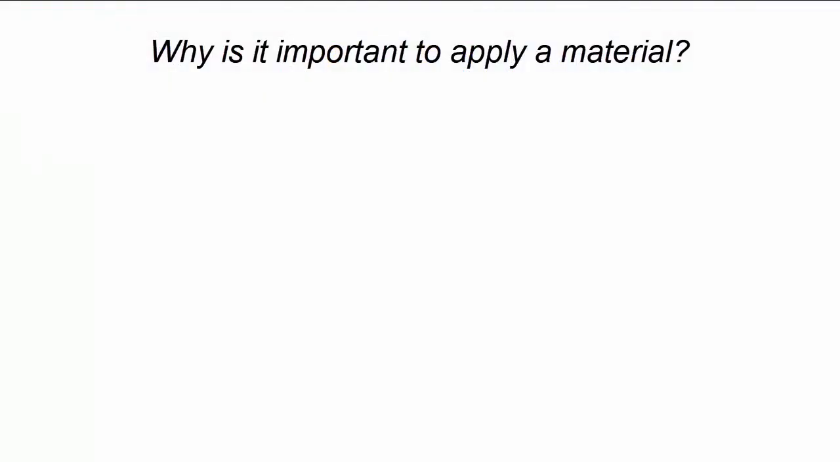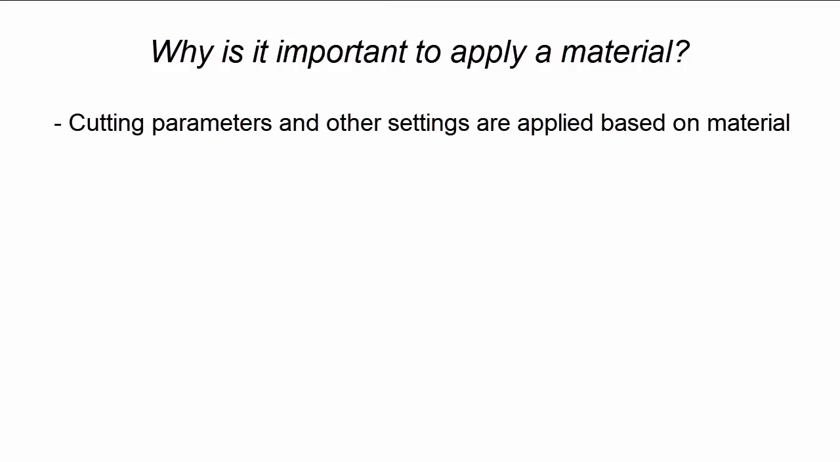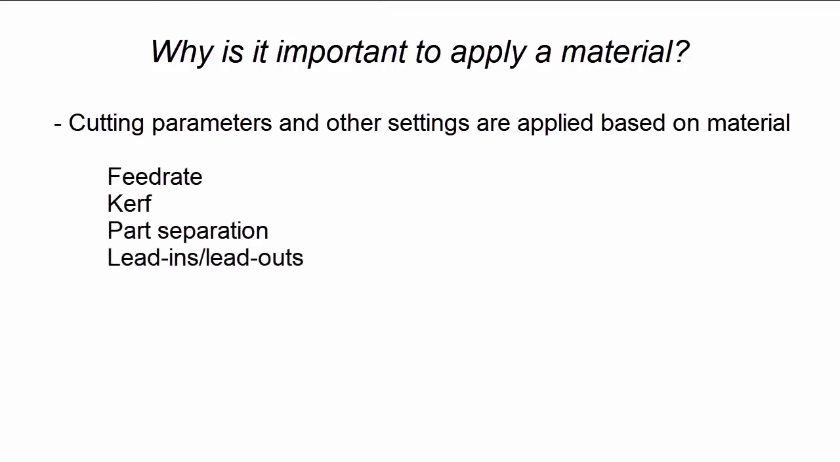So why is it important to apply a material in ProNest? The first reason is that cutting parameters and other settings are applied based on the material that you select. This includes things like feed rate, kerf compensation, part separation values on the nest, lead-ins and lead-outs. The list goes on and on. There are a lot of different settings that vary based on material.